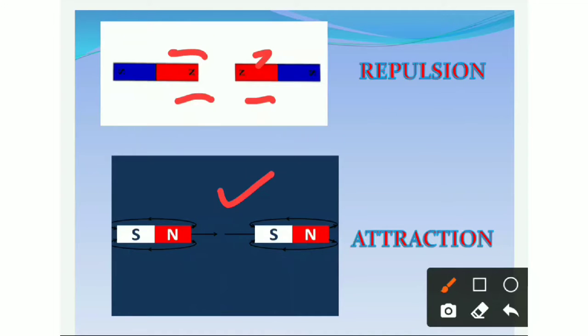The second case is where one is the north pole and the other is the south pole. Here you can see just beside the north pole there is a south pole. So the north pole and south pole will attract each other, either north pole to south pole or south pole to north pole. So this is the property of the magnet: like poles repel each other, unlike poles attract each other.